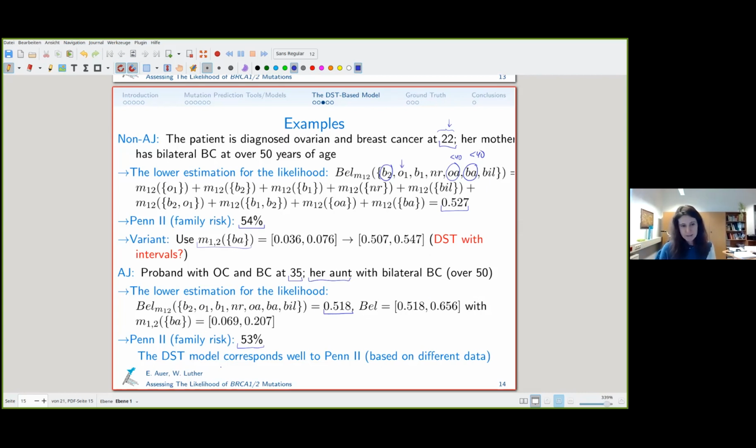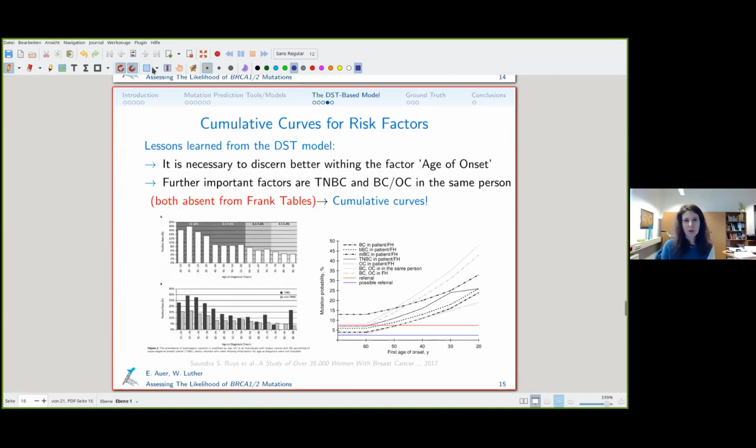That is, this Dempster-Shafer model I've shown you corresponds quite well to this model, although they are based on different data and also on quite different criteria for how to determine the likelihood of the mutation. So what do we learn from this model?